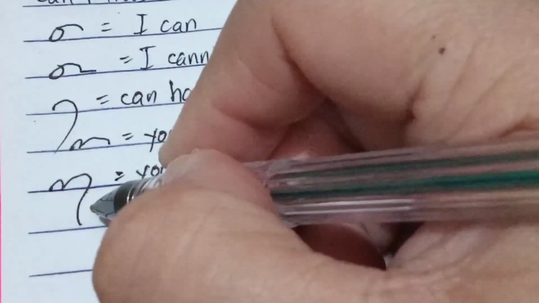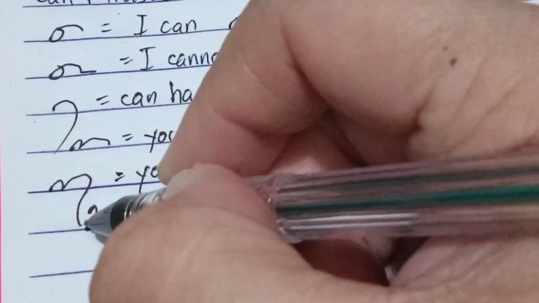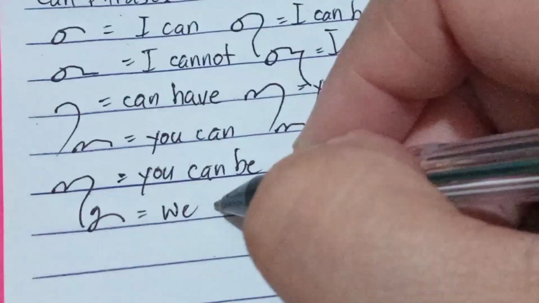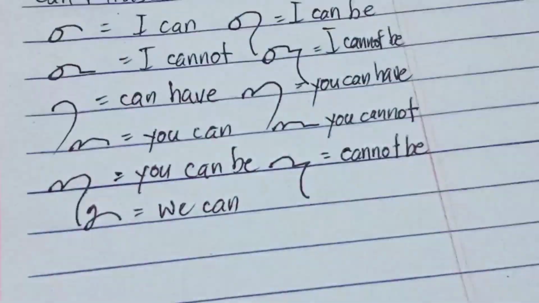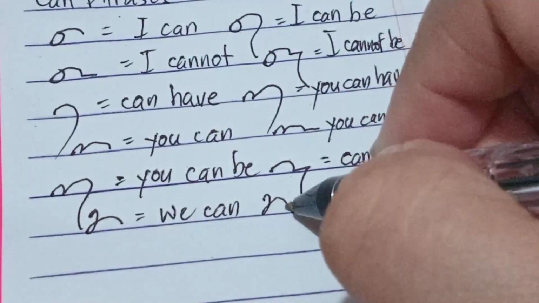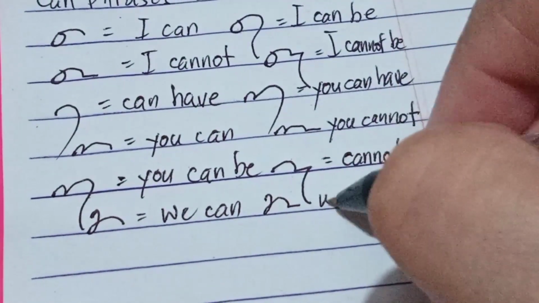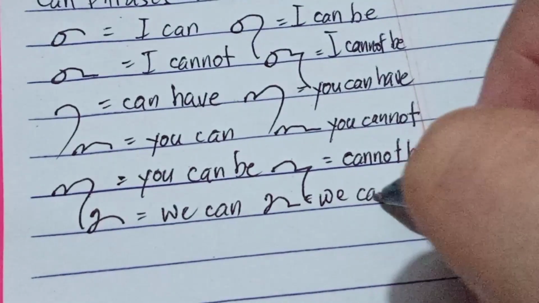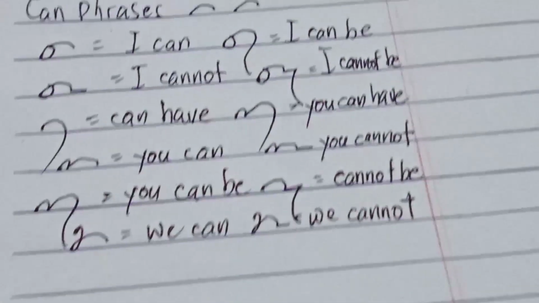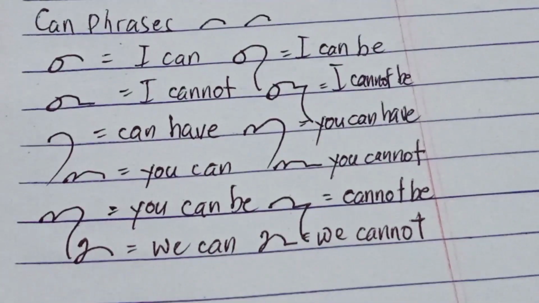Next, how about this one? U-E-K. So this is U-E, then can. So this is we, U-E, then can. So we can. Okay. So U-E cannot. So this is we cannot. Okay. So these are the examples of can phrases.